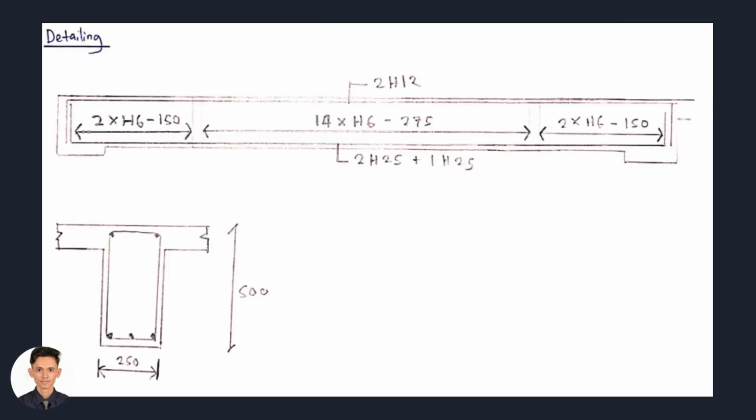For the detailing, we use the main bar 3H25, and for the link we use 2H6, and the spacing is 150. For minimum links we use H6, and the spacing is 275.